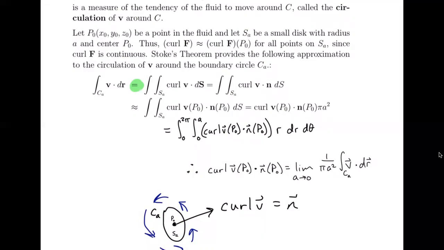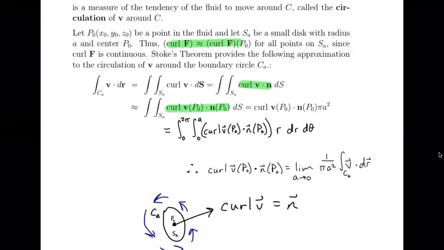And this is equal to, by Stokes' theorem, the double integral of the curl of V dotted with dS, which is, again, split up further, curl of V dot n, the normal vector, with dS. And we can approximate this. This is where we're using this fact in this step here.